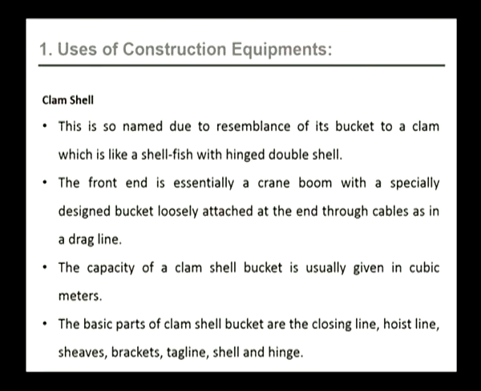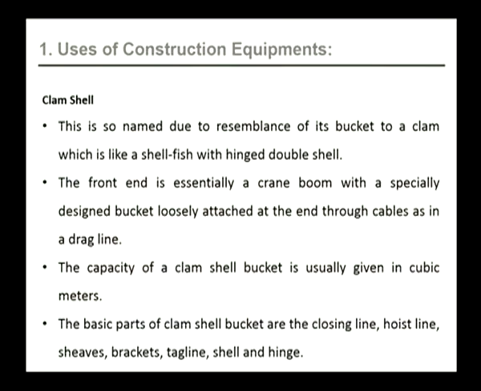Next is a clamshell. This is so named due to the resemblance of its bucket to a clam, which is like a shellfish with a hinged double shell. The front end is essentially a crane boom with a specially designed bucket loosely attached at the end through cables, as in a drag line. The capacity of a clamshell bucket is usually given in cubic meters. The basic parts of a clamshell bucket are the closing line, hoist line, sheaves, brackets, tagline, shell, and hinge.